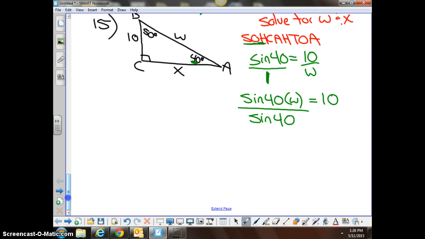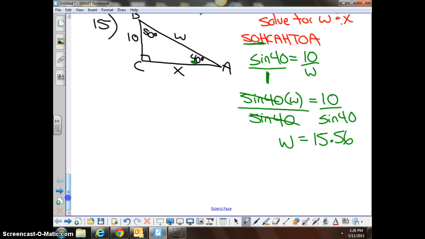So if we divide by sine of 40 on the left and we divide by sine of 40 on the right, we are canceling sine of 40 out here. And we got ourselves W equals 10 divided by sine of 40. So in your calculators, type in 10 divided by, you're going to have to type in 40 and hit sine. Hit the equals button. And what do you get? W is going to be what length, Jakai? Rounding to the nearest hundredth, 15.56.